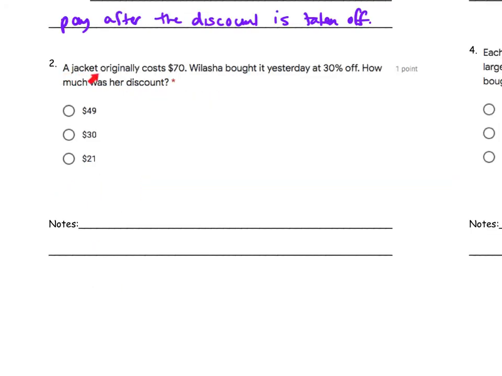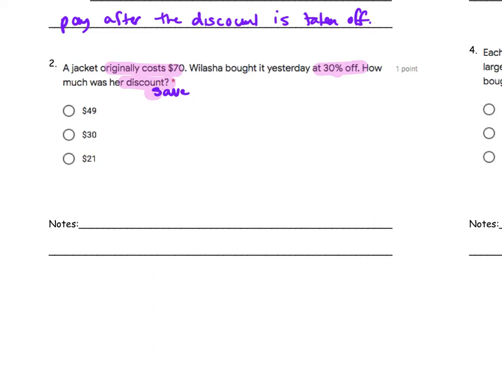Question number 2 says, a jacket originally cost $70. Laisha bought it yesterday at 30% off. How much was her discount? So we're going to circle or highlight again information that's important. It originally cost $70. She bought it for 30% off, and they want to know what the discount is. So it is very important that we know that the discount is the amount that she'll save. So we want to write that. This is the amount she's going to save. So the amount she's going to take off.